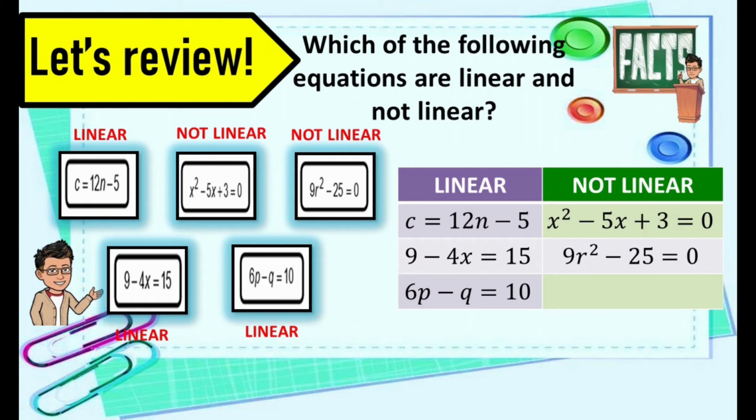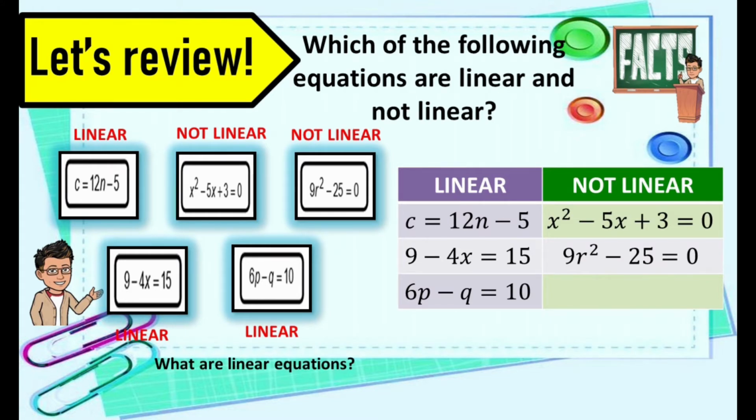Now, if we are going to group our equations between linear equations and not linear equations, we are going to come up with this table. We have here linear with c is equal to 12n minus 5, 9 minus 4x equals 15, and 6p minus q is equal to 10. While on our not linear side, we have x squared minus 5x plus 3 equals 0, and 9r squared minus 25 is equal to 0.